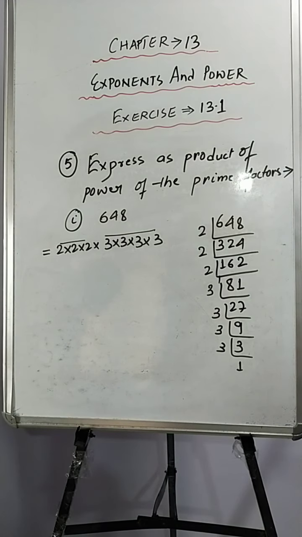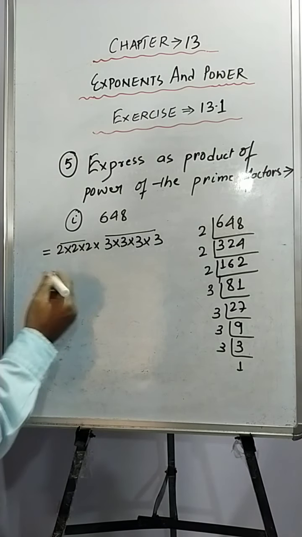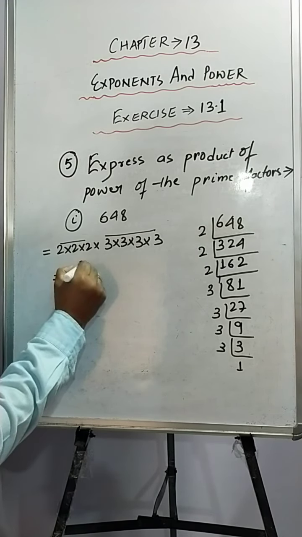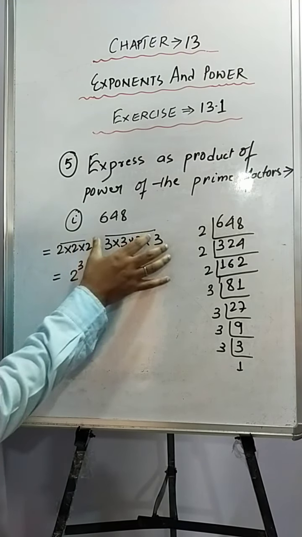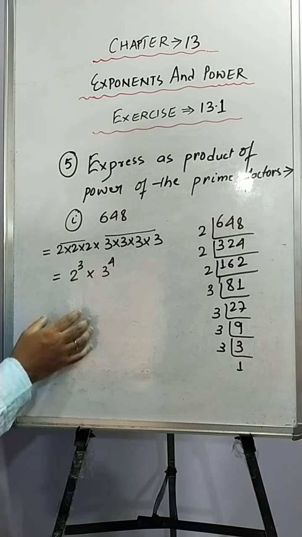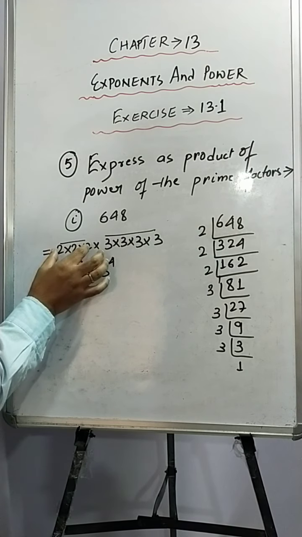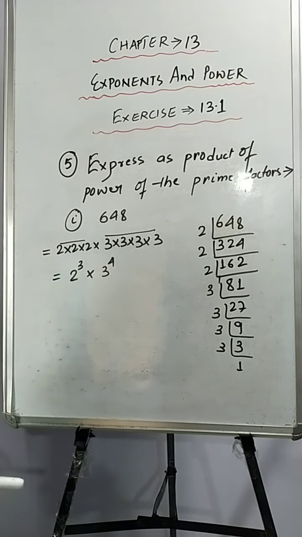Fine. So how many 2's are there? 3. And how many 3's are there? 4. So we'll write 3 to the power 4. Fine. This is how we are converting the prime factors in the form of the product of powers, because we have different prime factors. So this is the solution of sum number 2.